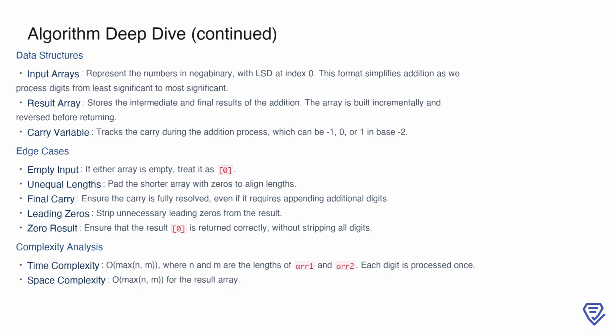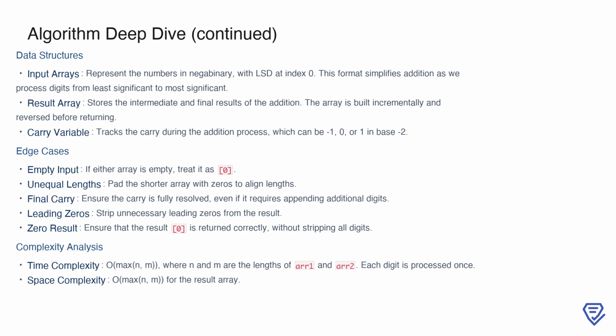To implement this algorithm, we use three primary data structures. The input arrays represent the Negabinary numbers with their least significant digit at index 0, which simplifies the addition process. The result array stores the intermediate and final results of the addition. This array is built incrementally during the addition and reversed at the end before returning. Finally, the carry variable tracks the carry during the addition process, which can take values -1, 0, or 1 in base -2.